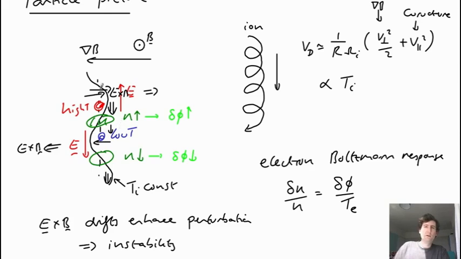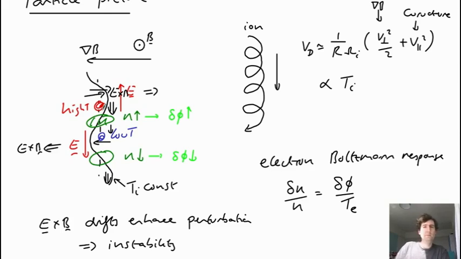So in summary, we have a temperature perturbation. It gives rise to a difference in the drift velocity, and that difference in drift velocity gives us density perturbations, and those density perturbations give us potential perturbations through the Boltzmann relation. Those potential perturbations give electric fields, and those electric fields give E cross B velocities, which enhance the original perturbation. And so that cycle continues, and these perturbations get bigger and bigger, and so they grow into an instability.